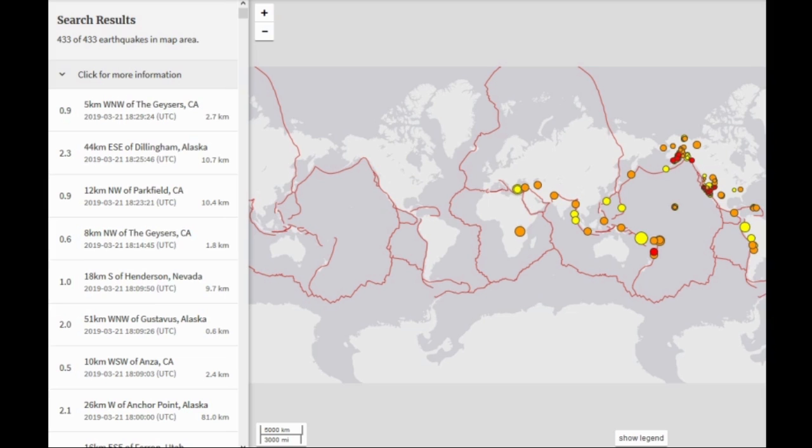Okay, so here's all of the reported seismic activity since 0 UTC on March 20th, 2019, which would be since March 19th, 2019 at 5 p.m. Pacific time. We're a little bit behind UTC, and UTC does not have daylight savings time, but we do.